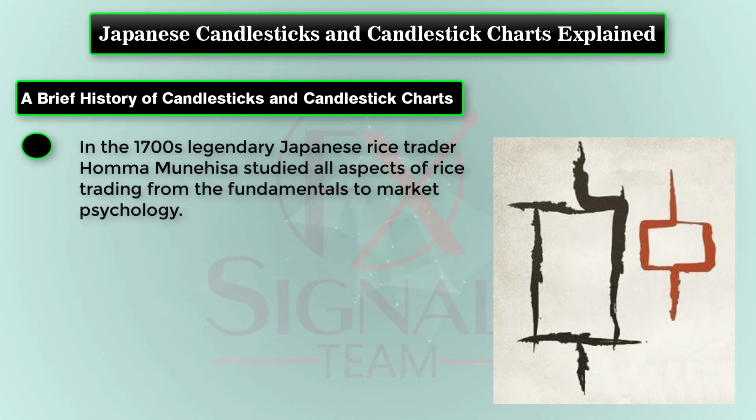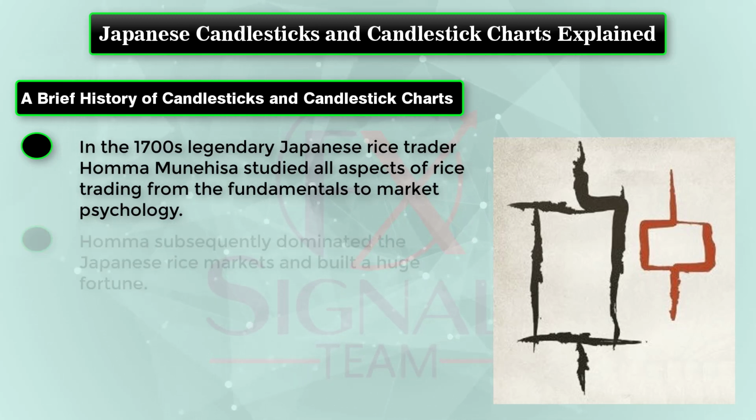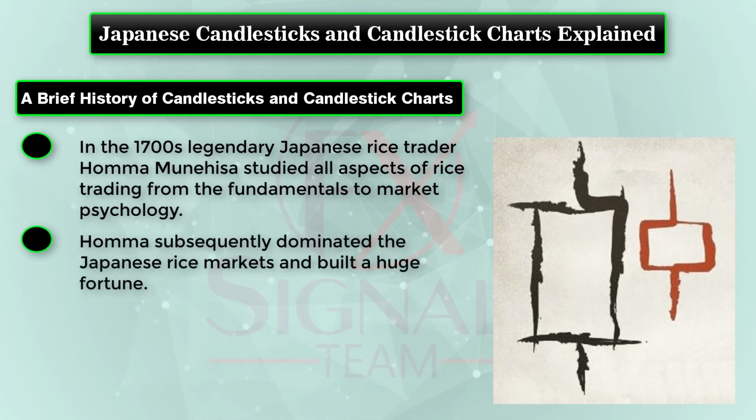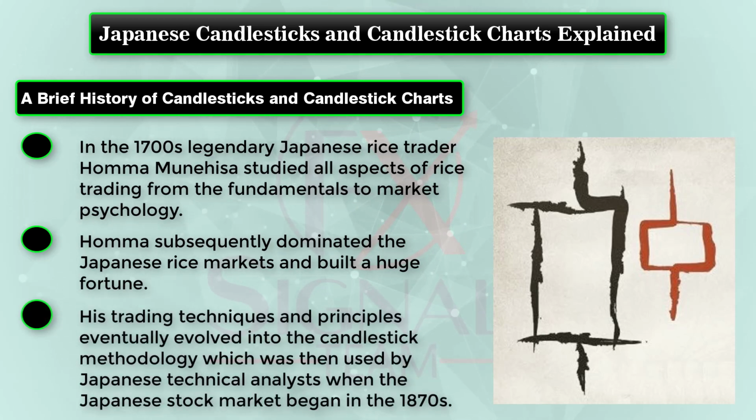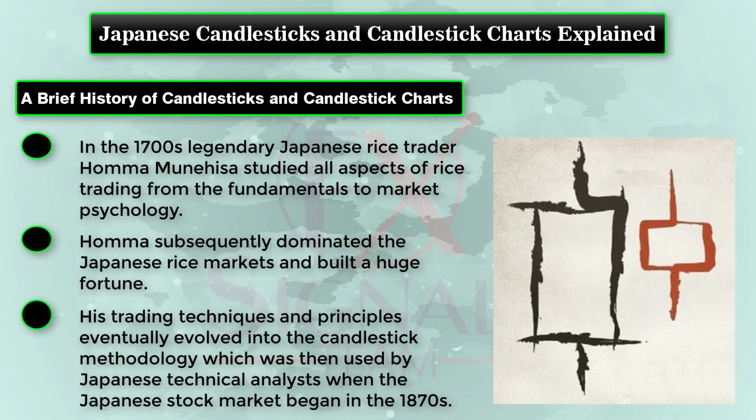In the 1700s, legendary Japanese rice trader Homma Munehisa studied all aspects of rice trading from the fundamentals to market psychology. He subsequently dominated the Japanese rice markets and built a huge fortune. His trading techniques and principles eventually evolved into the candlestick methodology, which was then used by Japanese technical analysts when the Japanese stock market began in the 1870s.